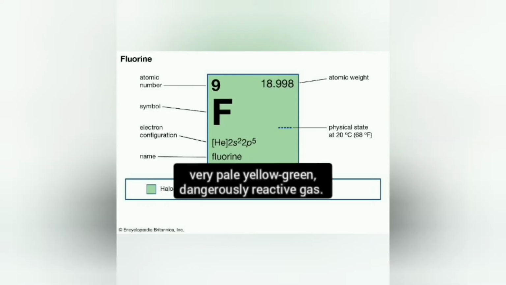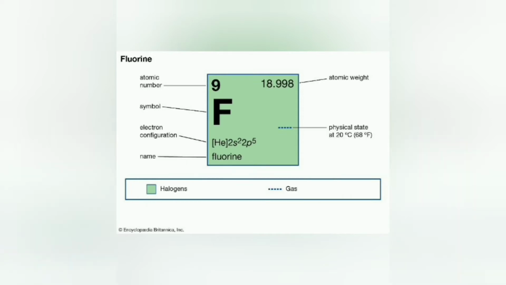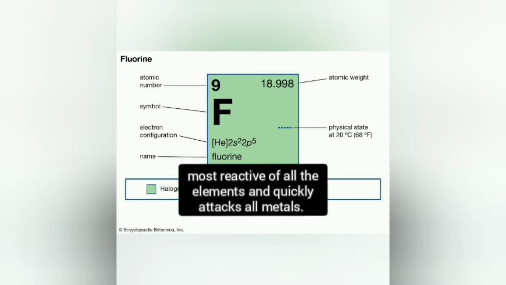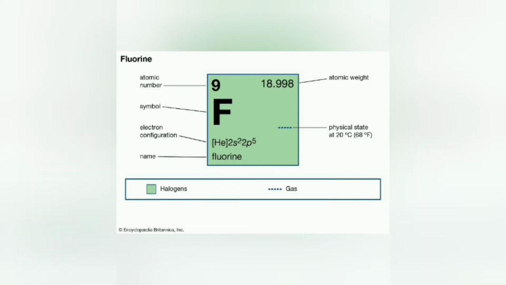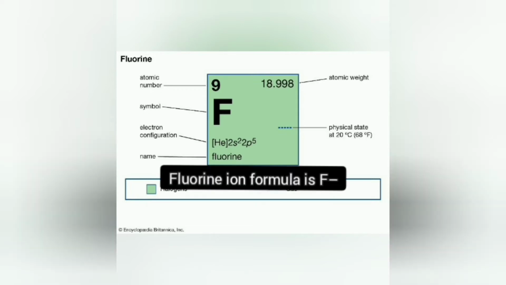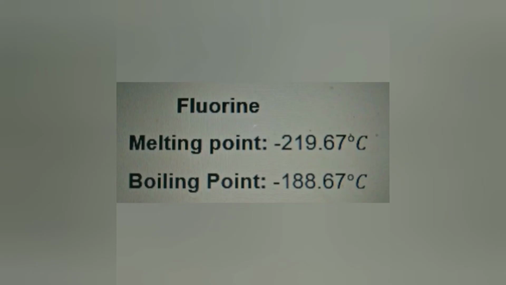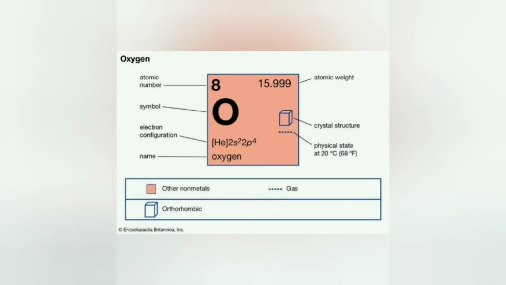Next atom is fluorine. Fluorine is a very pale yellow-green, dangerously reactive gas. It is the most reactive of all the elements and quickly attacks all metals. Steel wool bursts into flames when exposed to fluorine. The fluorine ion formula is F-. The fluorine melting point is negative 219.67 degrees Celsius, while the boiling point is negative 188.67 degrees Celsius.